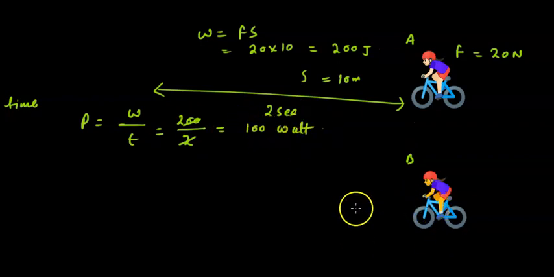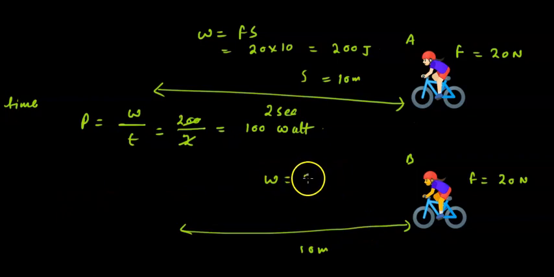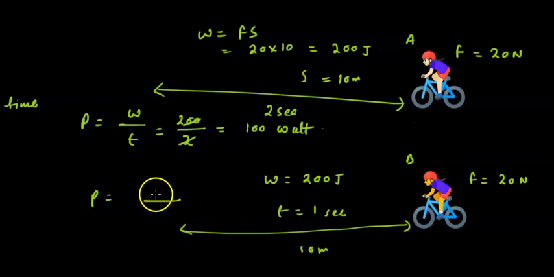In the case of cyclist B, she covers the same distance of 10 meter, and she applied the same force of 20 Newton. She has more power. Let's understand. The work done in this case will also be 200 joule, and the displacement is also 10 meter. Now suppose the time she took is just 1 second. So what will be the power in this case? We can divide the work upon time, 200 joule upon 1 second. So it will be 200 watt.